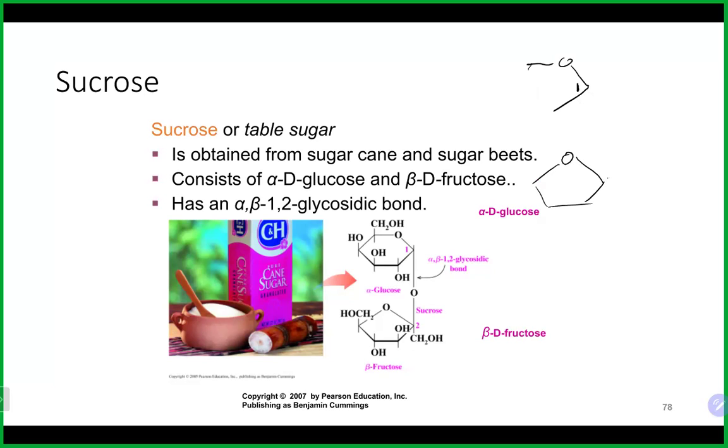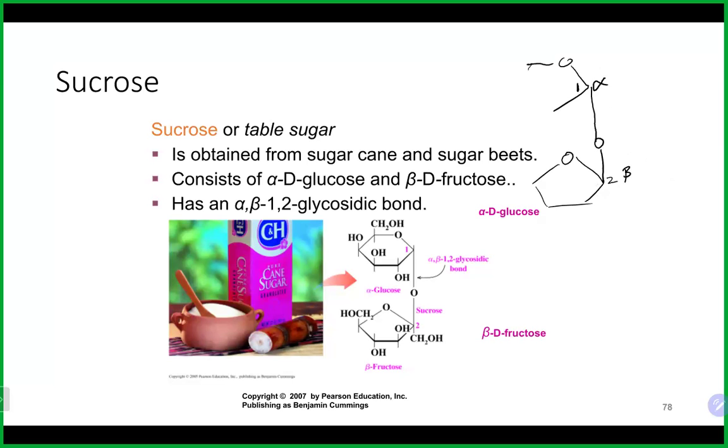And that is carbon number 2. And these guys are bonding this way. That is basically the top guy coming from our alpha, the bottom guy coming from our beta, and that is where we get both of those in this case. This is alpha beta 1,2, with carbon number 2 on the bottom guy, the glycosidic bond.